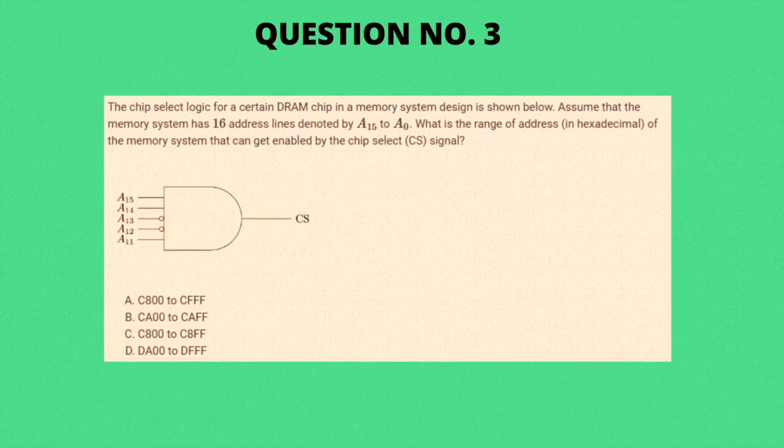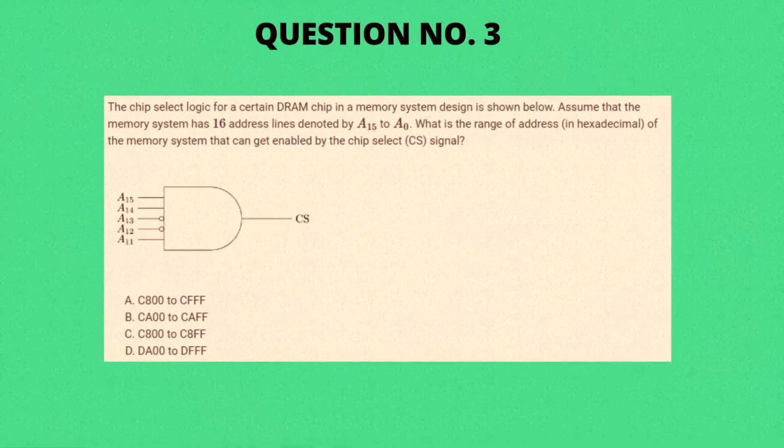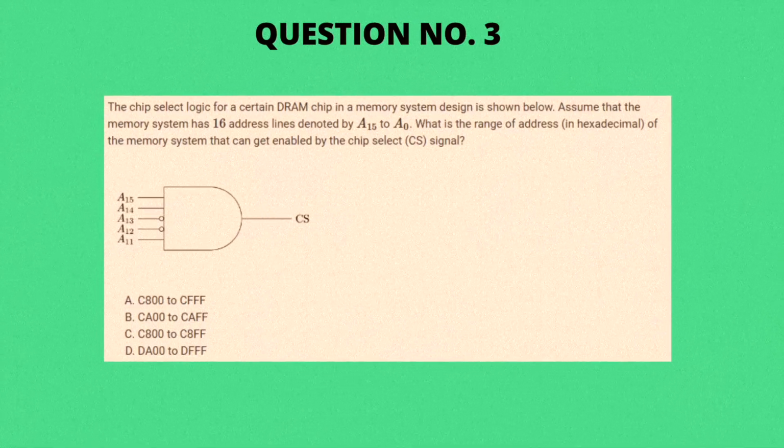So according to the question, A15 equals 1, A14 equals 1, A13 equals 0, A12 equals 0, A11 equals 1. So the possible range in binary would be, the first address 1 1 0 0 1 0 0 0, which will go up to A0. So the final first address would be C800.